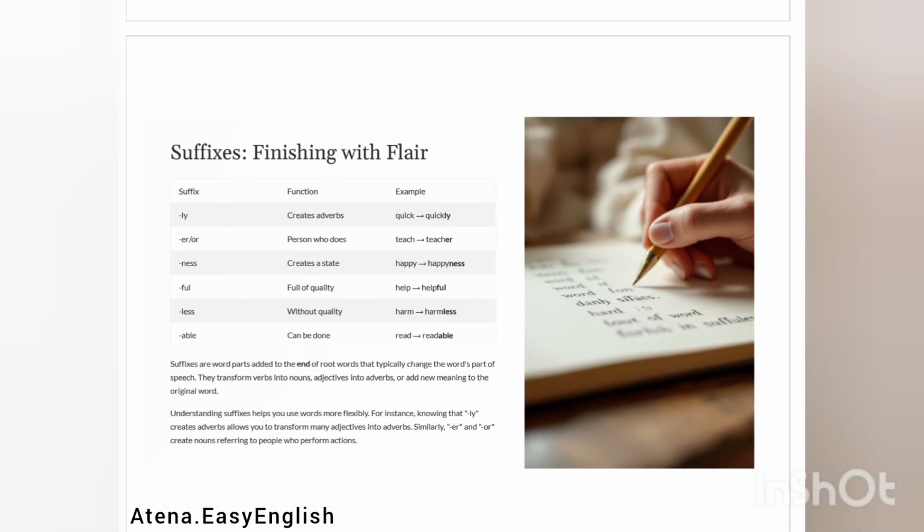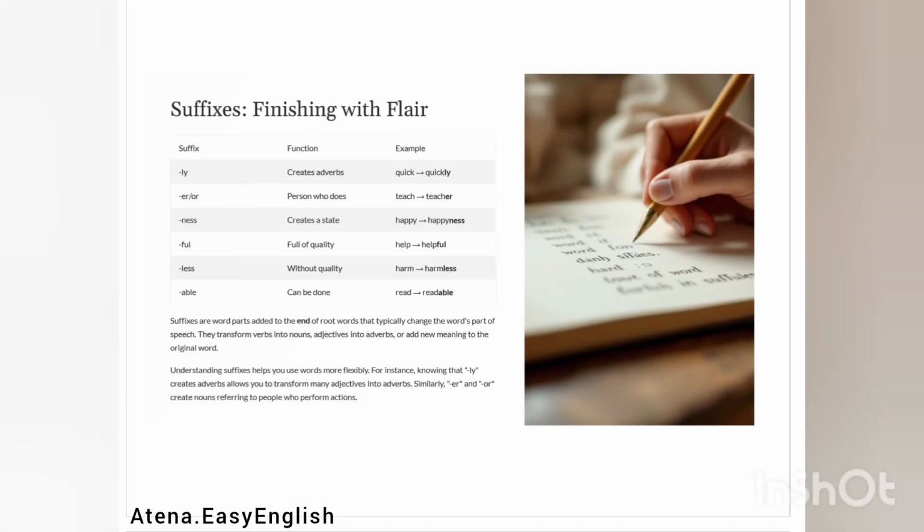Now, look at the next slide. Here is about suffixes. What's a suffix? A suffix is again a word or some letters that you add. If it's your noun, you put it after that. This is a suffix. Look at here. We have some examples of suffixes here.